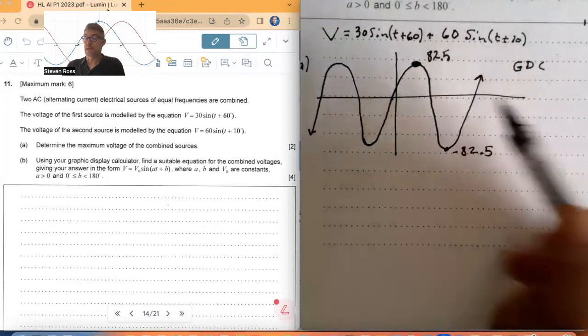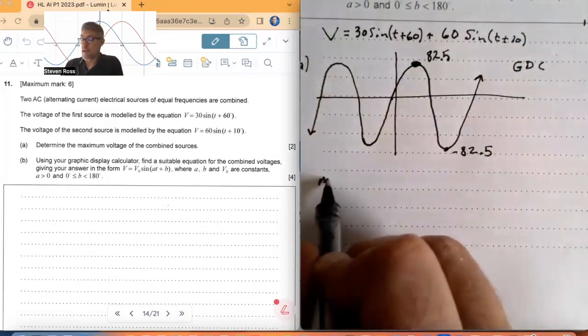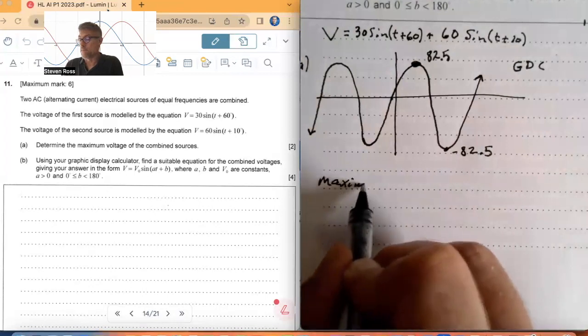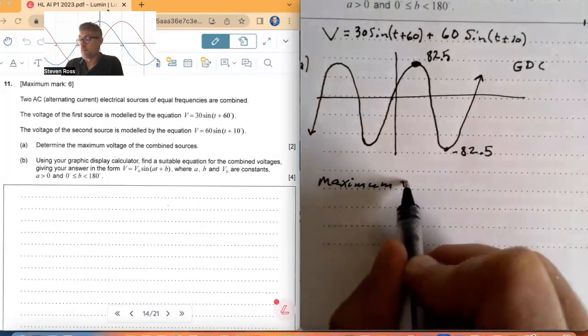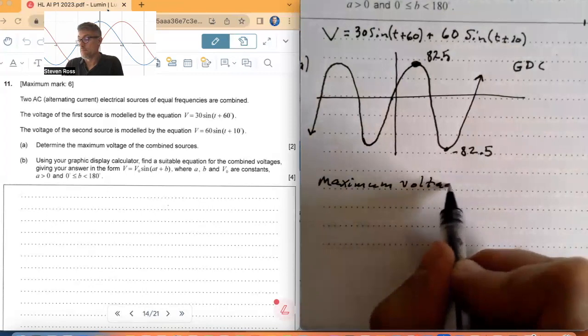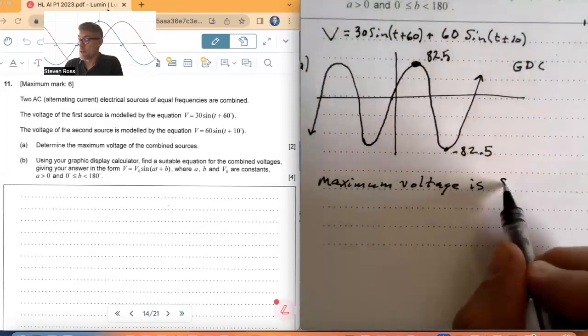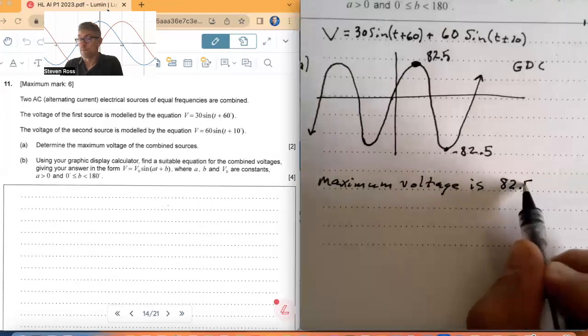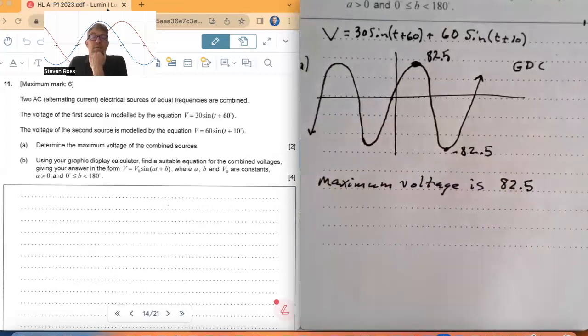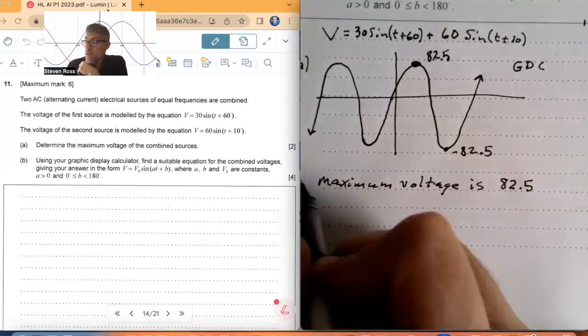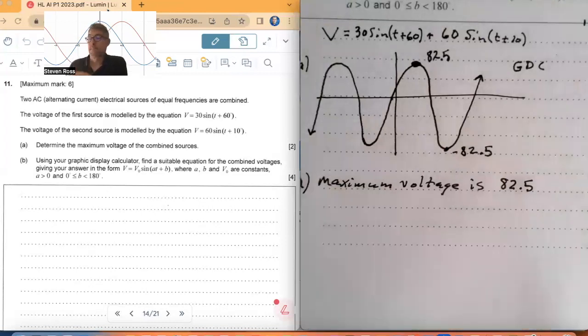So, determine the maximum voltage. I'm going to say the maximum voltage is 82.5. All right, that's our maximum voltage. So that should answer question A.